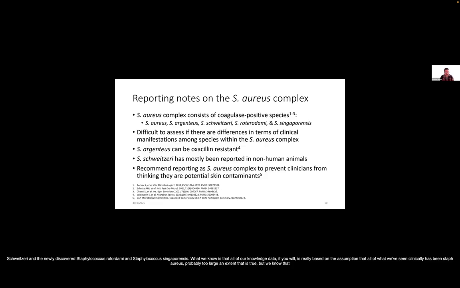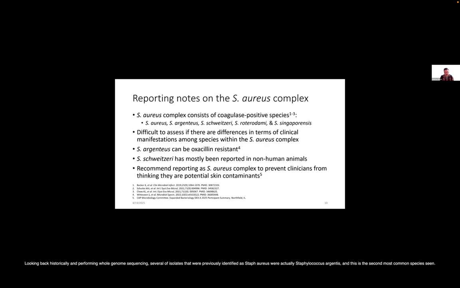Probably to a large extent that is true, but looking back historically and performing whole genome sequencing, several isolates that were previously identified as Staph aureus were actually Staphylococcus argenteus, and this is the second most common species seen in this complex. We also know that Staphylococcus argenteus can be oxacillin resistant, just like Staph aureus. So far, to our knowledge, Staphylococcus schweizeri has rarely been associated with human infections, mostly seen in non-human mammals.